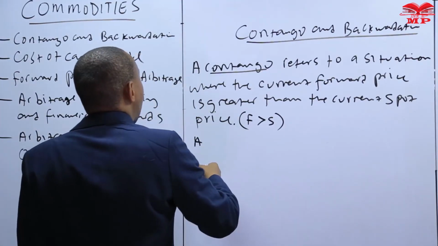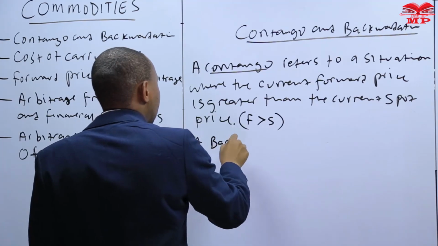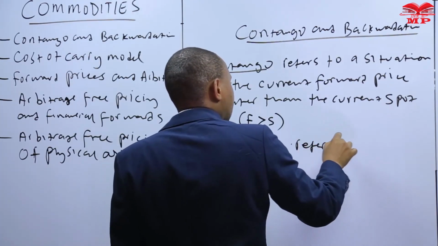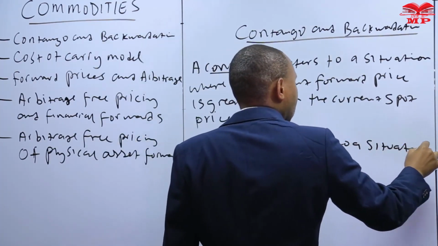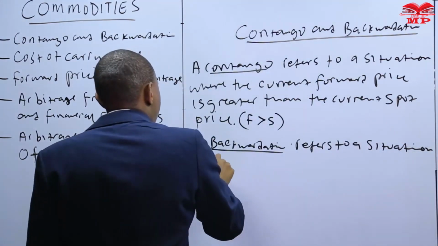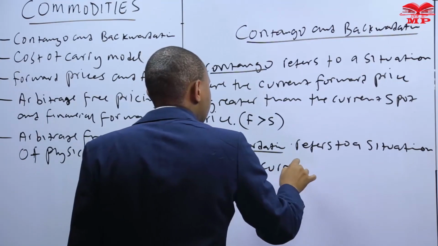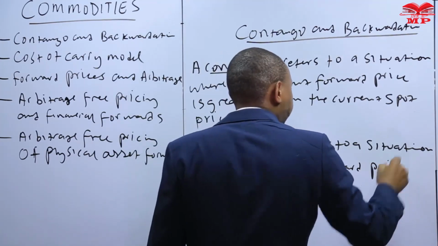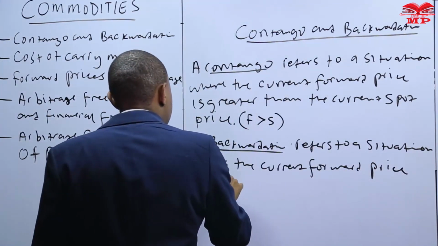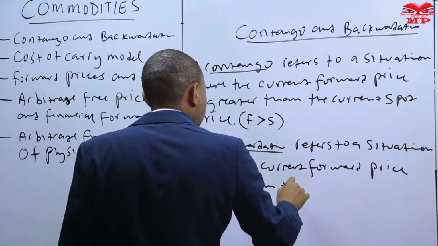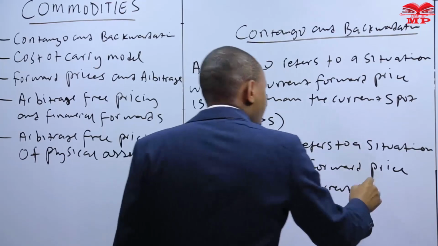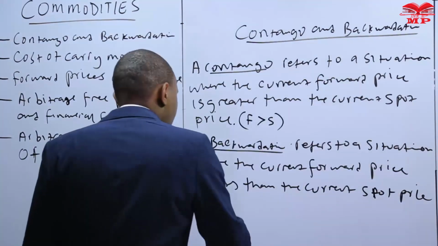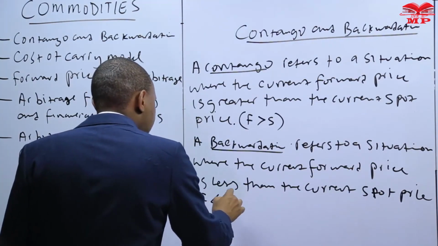A backwardation refers to a situation where the current forward price is less than the current spot price. So we are saying that F is less than S.